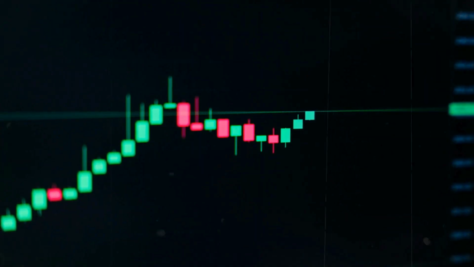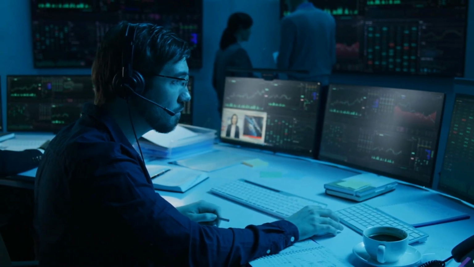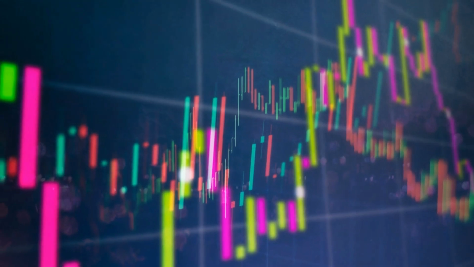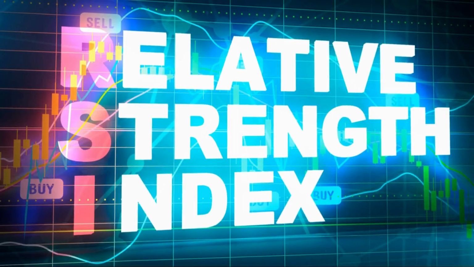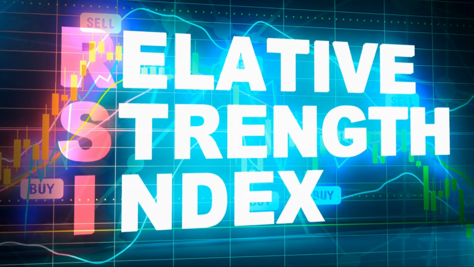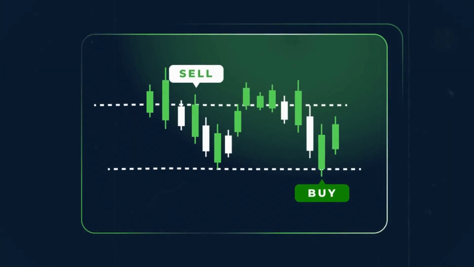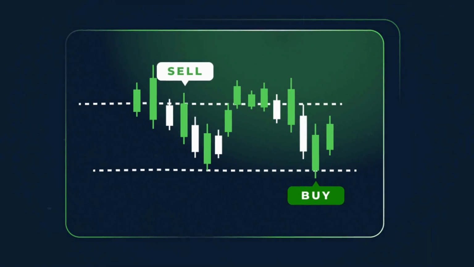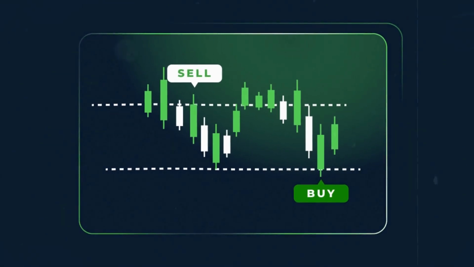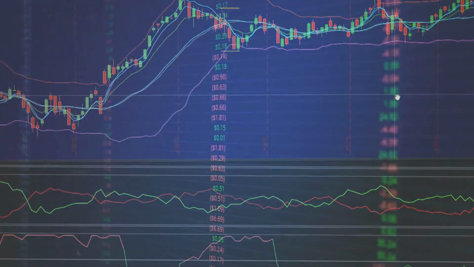In 1978, J. Wells Wilder revolutionized technical analysis with his book, New Concepts in Technical Trading Systems. One of his most famous contributions, the Relative Strength Index, or RSI. The RSI measures the speed and change of price movements, helping traders identify overbought or oversold conditions. Wilder's work remains a cornerstone of trading strategies worldwide.